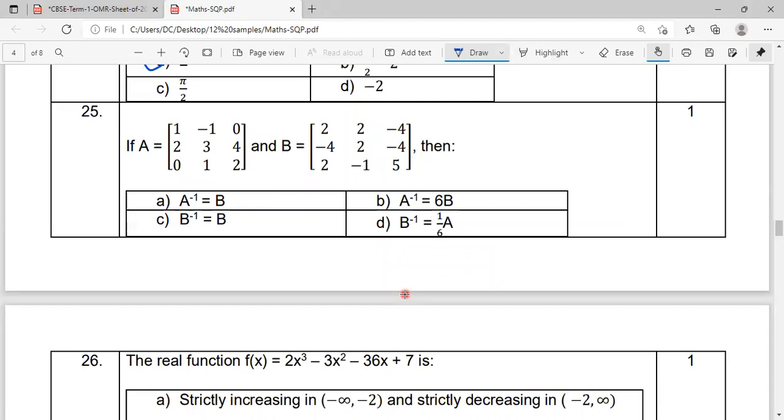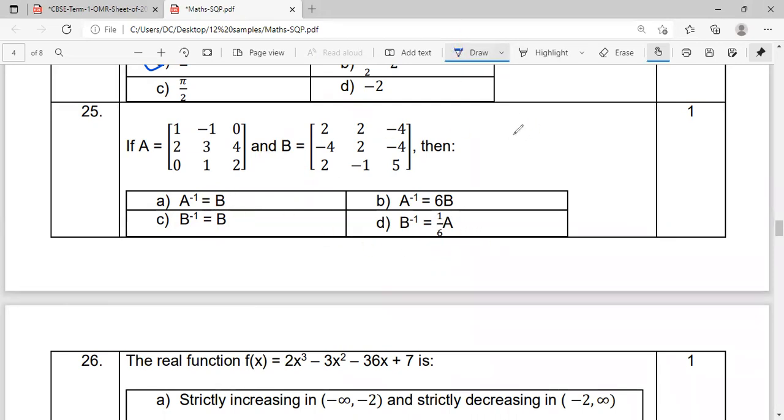If you start calculating A inverse and B inverse and then compare, it will obviously take a lot more time, and that is not the right way either. So what you can do is, if you see A inverse written in terms of B, or B inverse written in terms of A, this could be the answer. So we'll find AB.